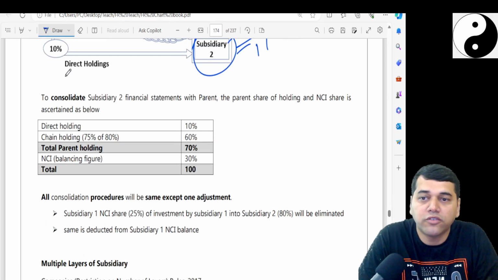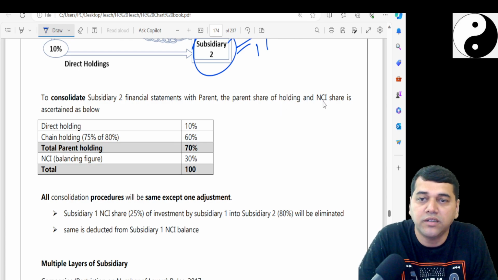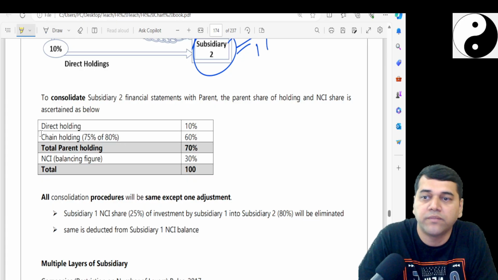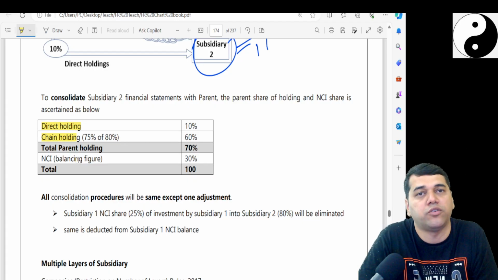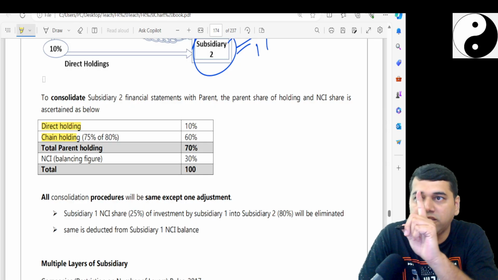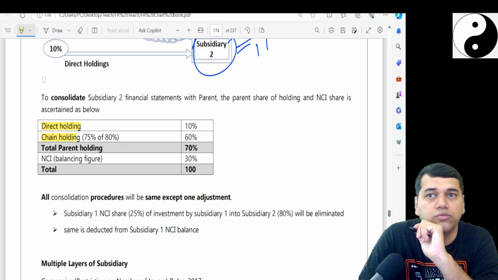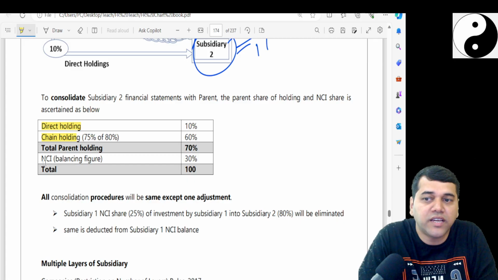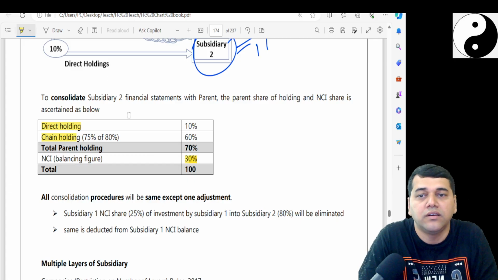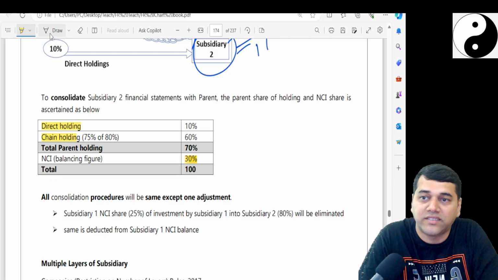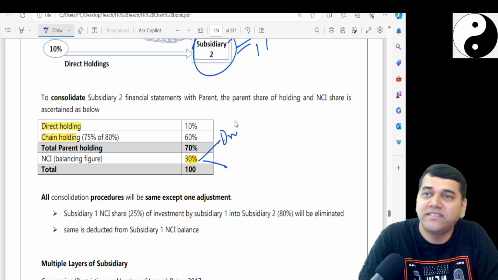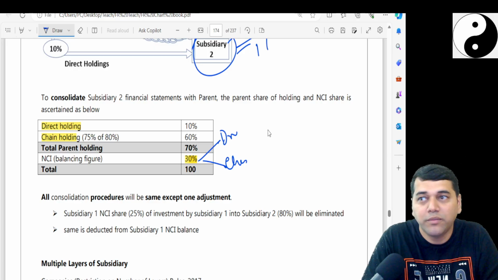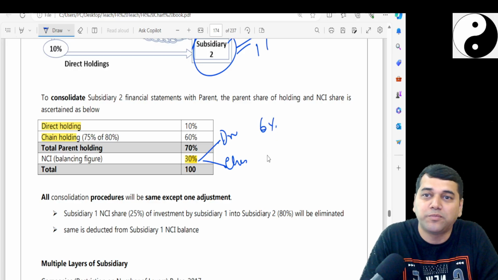Yes. So to consolidate the subsidiary's financial statement, you will have to ascertain your holding. How much is the parent's holding? Always direct holding plus chain holding. That's it. In chain holding, this is one extra working you have to do, the same as consolidation. Then what is your NCI? NCI is always the balancing figure. And here we have two NCIs. One is direct NCI, but I need not give the breakup. Another is chain NCI. You remember that one problem we solved, we said 6% and 45%.